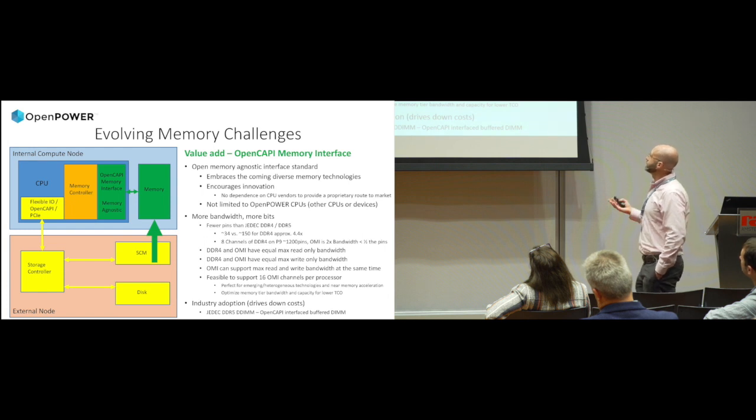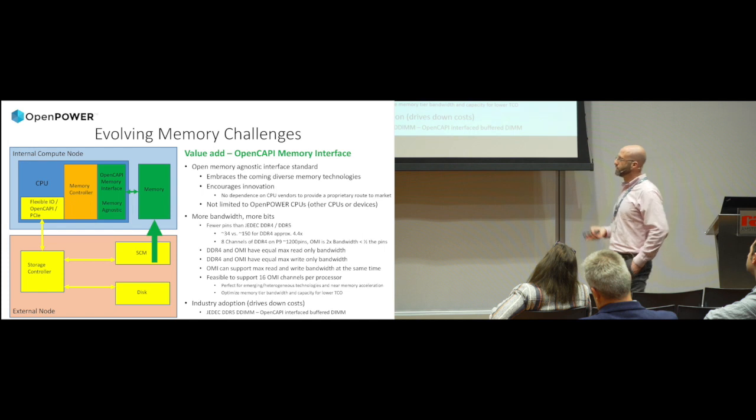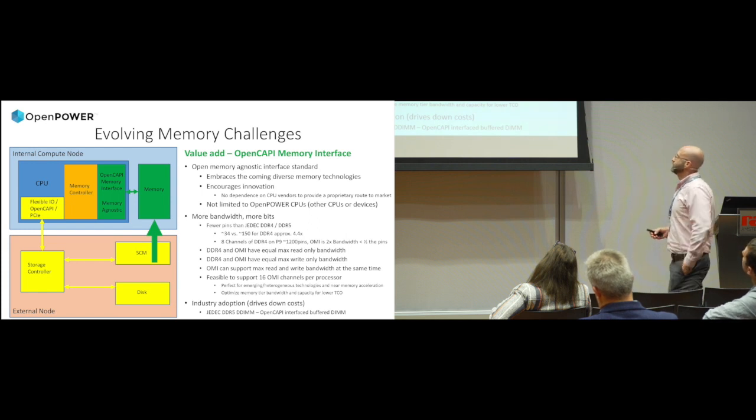Right, so some of the other things that are great about this is you get more bandwidth and more bits, right? So you have fewer pins than what you would see with the normal DDR4, DDR5 interface. In comparison to DDR4, OpenCAPI is about 34 pins versus 150 for one memory channel. So that's like a 4.4x reduction in pins, right? So 8 channels of DDR4 on the P9 is about 1,200 pins. That's huge. And then your OMI is 2x the bandwidth for half the pins. So that's a pretty huge reduction, right?